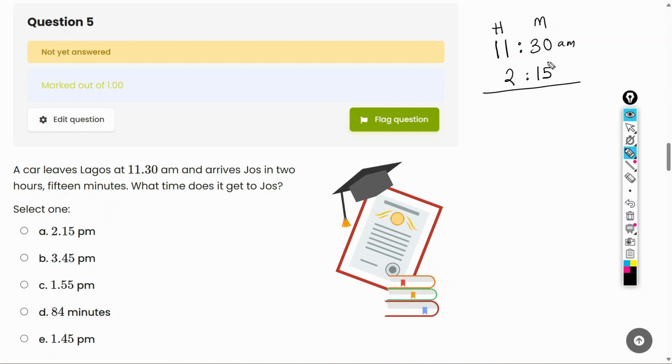So 30 plus 15, so 0 plus 5 is 5, 3 plus 1 is 4, 45, it can stay here, and then 1 plus 2 is 3, and then 1. So 13:45. So this 13:45 hours, we know that it should stop at 12:45, and then the next one to count, instead of 13, should jump to 1. So instead of 13:45, this becomes 1:45 p.m. 1:45 p.m. is right here.